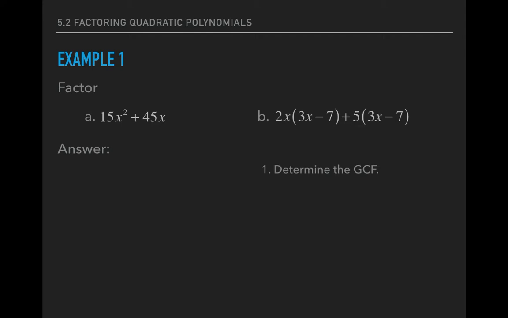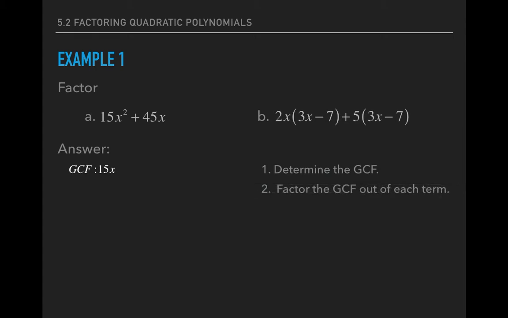Now, what is the largest variable that you could divide in? Well, the largest that you could divide into both would just be x. You couldn't divide x squared into that second term. x would be the largest. So that means that our GCF is 15x. That is the largest factor that you could divide into each of those terms evenly.